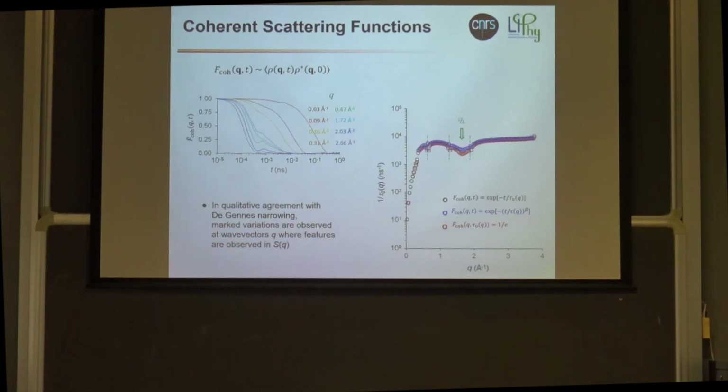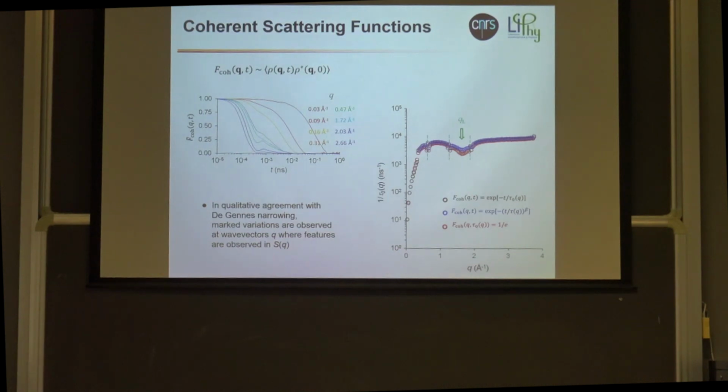I'm not going too much into the detail, but as expected, you see that for small wave vectors, so large distances, fluctuations relax slowly. And at higher wave vector, because it's very short distances, they relax very fast. So you see that the typical time it takes to relax these density fluctuations varies by orders of magnitude. But this is expected. You see this for bulk fluid as well.